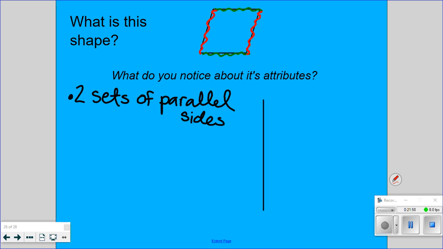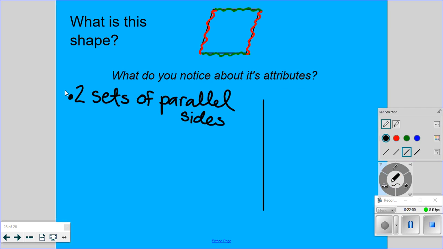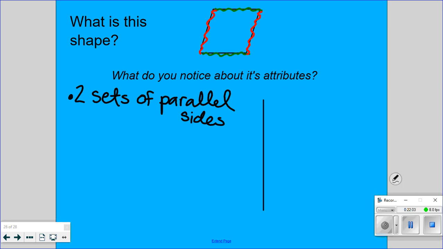Sean, what else do you notice about this shape? What else do we notice? A rectangle is not always a square. What else do we notice about this shape? Shelby? It has four straight sides and four corners.